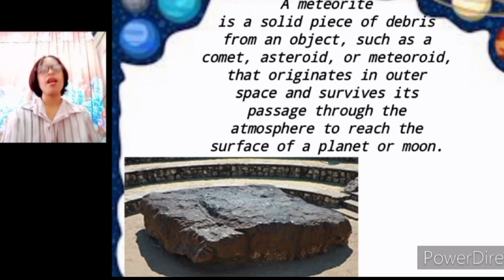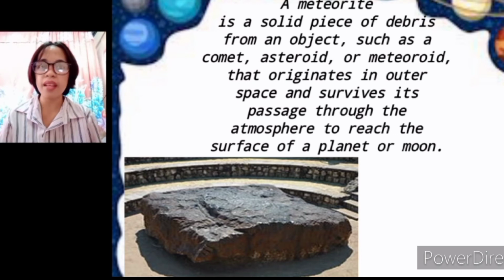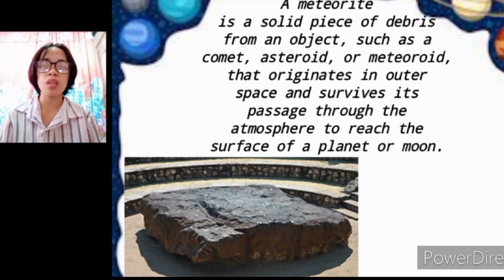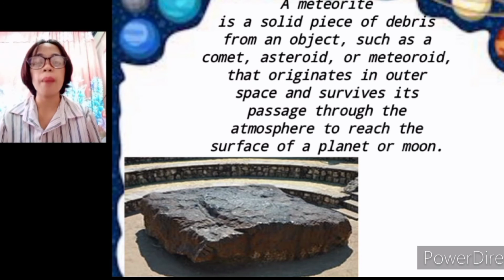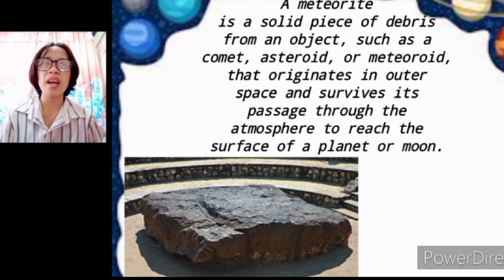So next is the meteorite. A meteorite is a solid piece of debris from an object such as a comet, asteroid, or meteoroid that originates in outer space and survives the passage through the atmosphere to reach the surface of a planet or moon. A meteorite is a rock that falls to Earth from space, but they are not like Earth rocks. Because meteorites are ancient pieces of celestial bodies, scientists rely on them for information about the history of our solar system. All the meteorites come from inside our solar system.